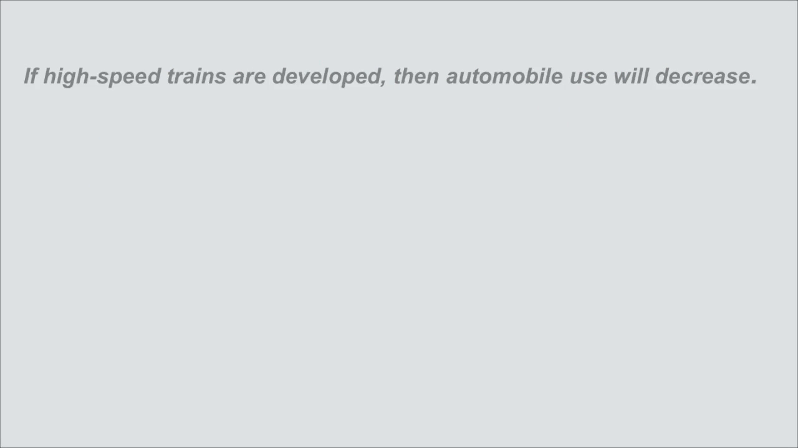Okay, so another one, high-speed trains are developed. If high speeds are developed, then automobile use will decrease. So if high-speed trains are developed, then it seems pretty clear that I have an if-then statement going on here. Let's say H. And again, you can pick any letters you want to do your simple sentences, but I'm going to say high-speed trains are developed and automobile use will decrease are my two simple sentences. That's what it appears to me.